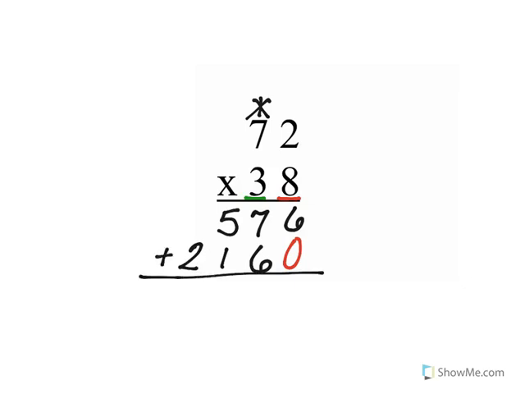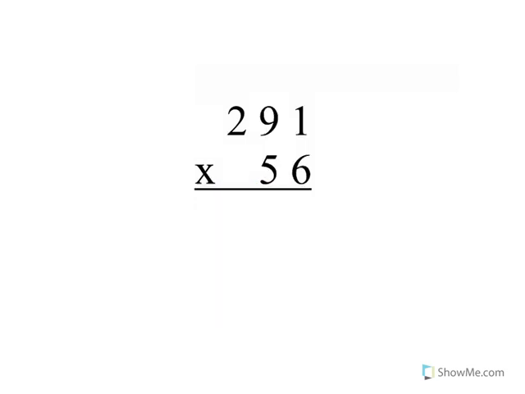I'm going to add my partial products together. 6 plus 0 is 6. 7 plus 6 is 13. Carry my 1 up. 5, 6, 7. And nothing plus 2 is 2. So my answer is 2,736. Now let's move on to a 3-digit times a 2-digit number.